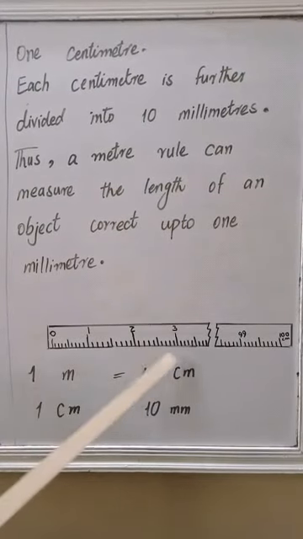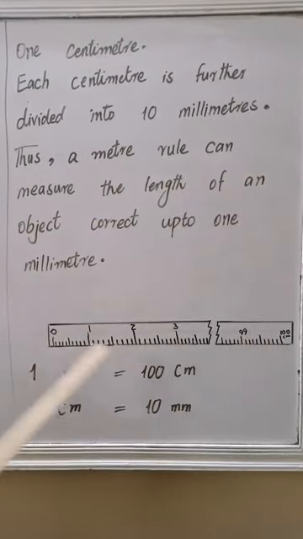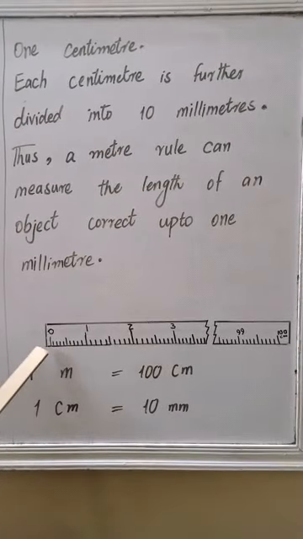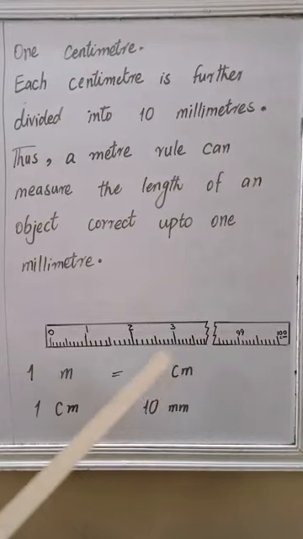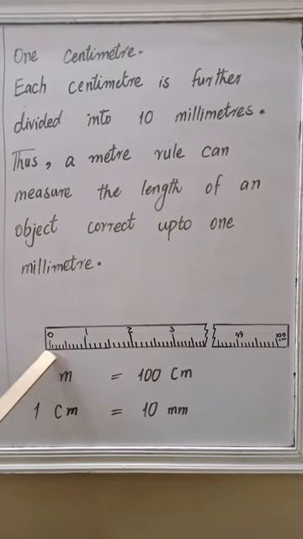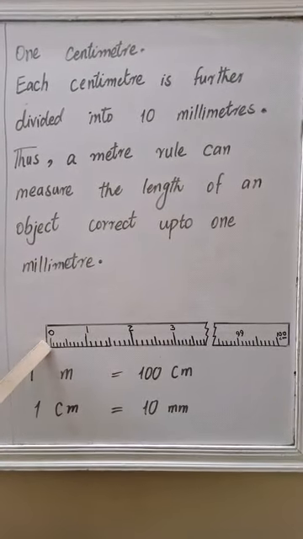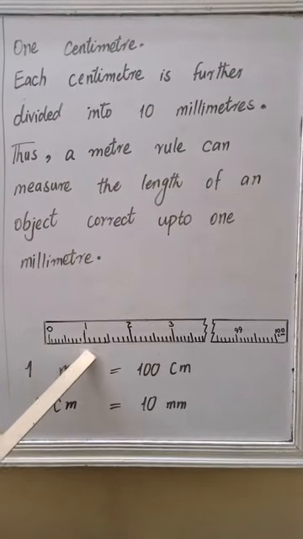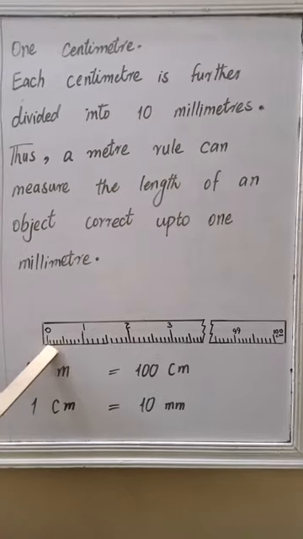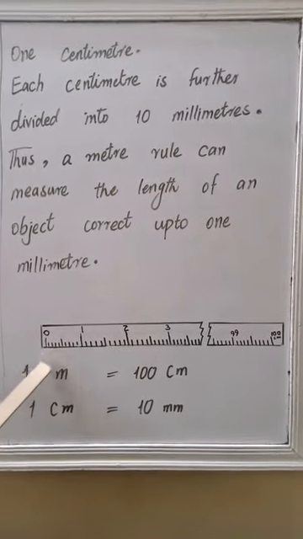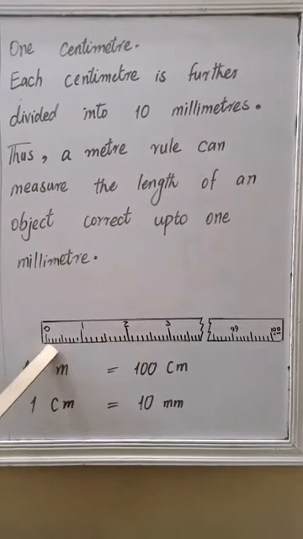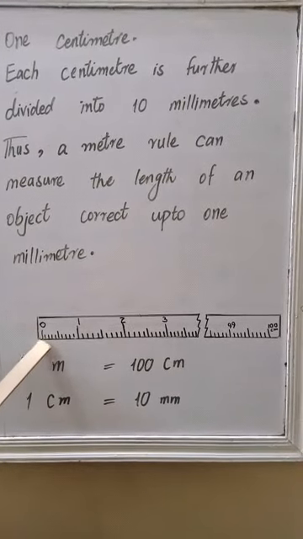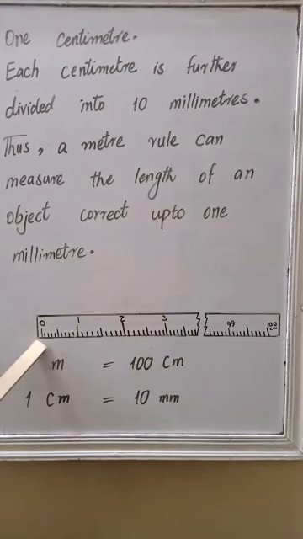Let us suppose this is 1 meter long meter rule. 1 meter is equal to 100 centimeter from 0 to 100. The distance between this point and this point is equal to 1 centimeter. You can see that each centimeter is further divided into 10 equal parts, and each small unit is equal to 1 millimeter, because 1 centimeter is equal to 10 millimeter.